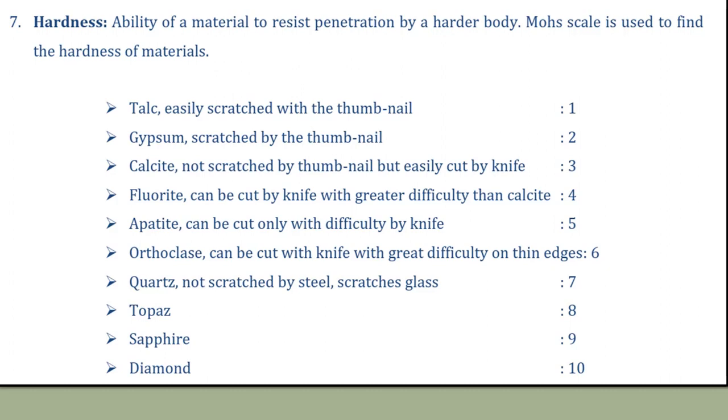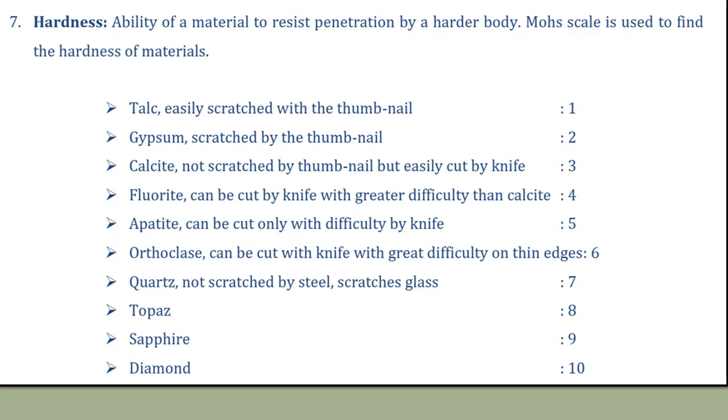Now seventh, hardness. What is meant by hardness? How hard is the material? Hardness is the ability of a material to resist penetration by a harder body. Mohr's scale is used to find the hardness of a material. It gives resistance to the penetration or insertion of any harder body into it.